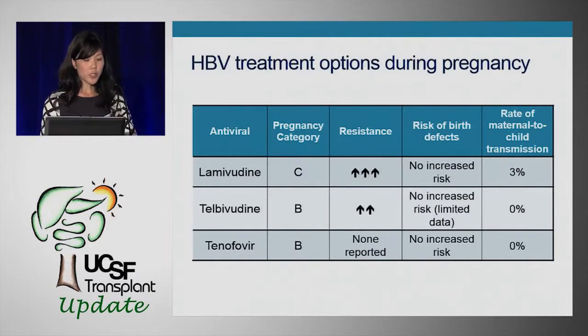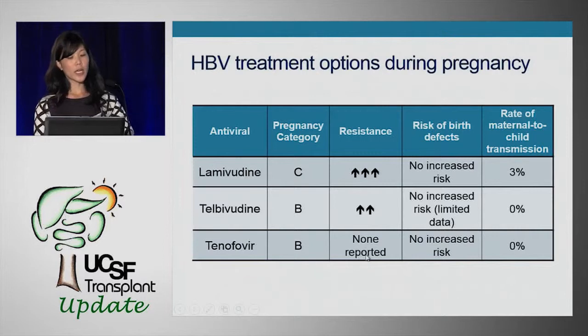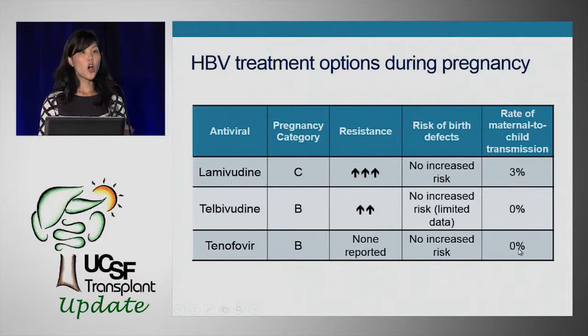There are 3 treatment options for HBV therapy during pregnancy. Lamivudine, telbivudine, and tenofovir have all been studied. But if you look at this table, you'll see that tenofovir has a more favorable pregnancy category, lower rate of resistance, no known risk of birth defects, and 0% rate of maternal to child transmission. So if you take all of these factors, tenofovir really dominates in terms of what is the preferred therapy to use.